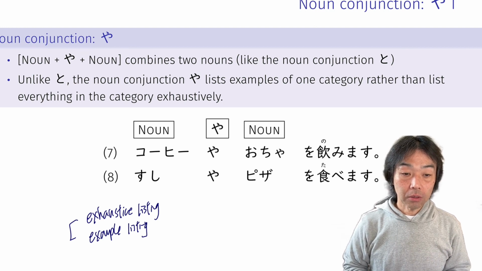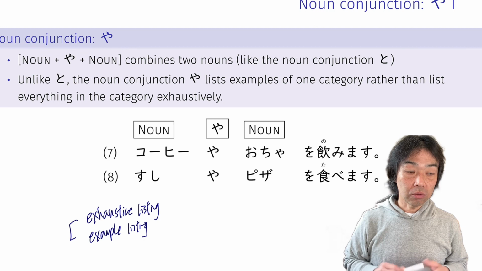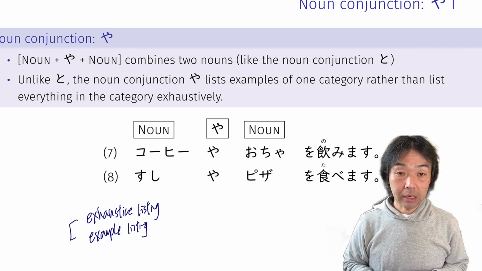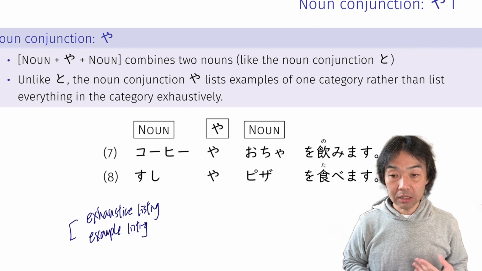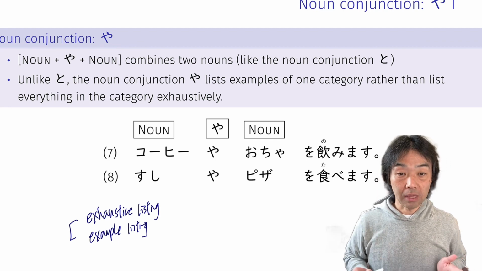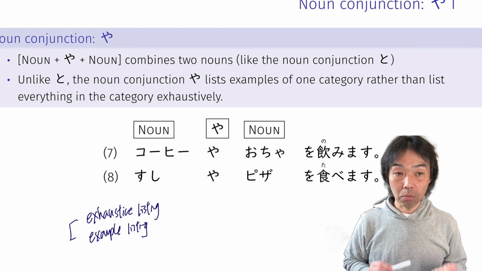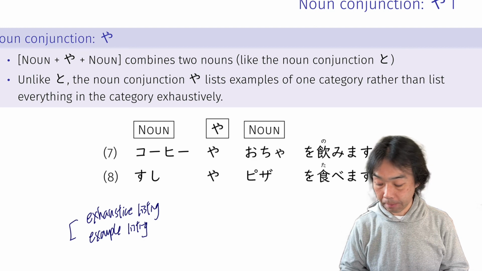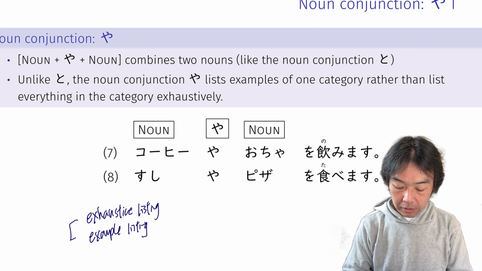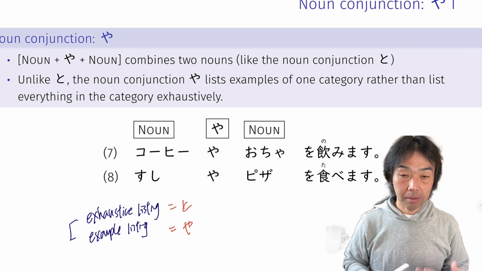doesn't. So exhaustive listing is when you present everything you have in your mind, right? So let's say you have two or three things in your mind, and then you have to say two or three things if you are using exhaustive listing. Example listing, on the other hand, just gives an example. So you may have 5 or 6 different things. If you use exhaustive listing, you have to list all of them, but if you use example listing, you can just present 1 or 2, and it just indicates that these are just examples. So you may have more in your mind, but you're just presenting examples. In Japanese, exhaustive listing is to, and example listing is ya. So the difference between to and ya is exactly the difference I just mentioned.